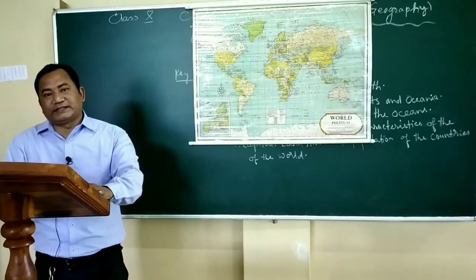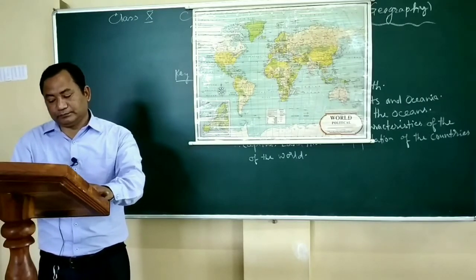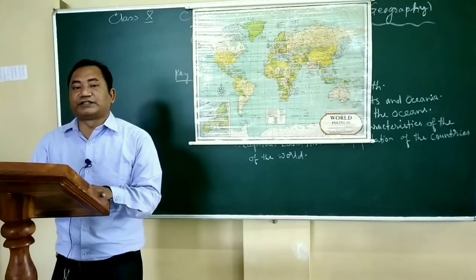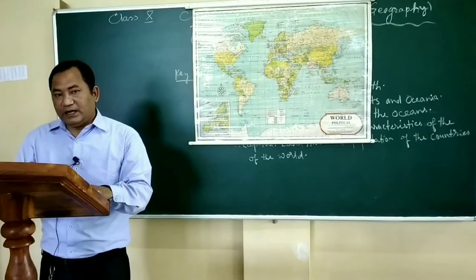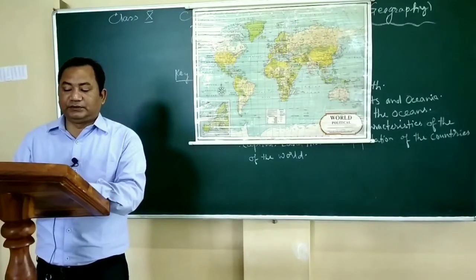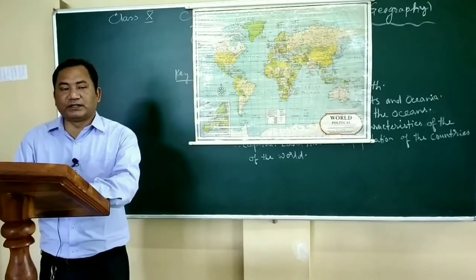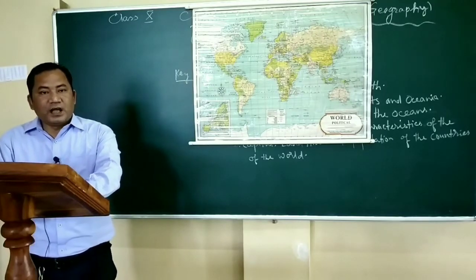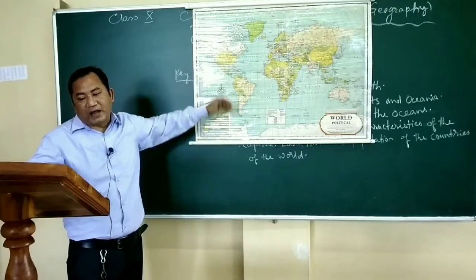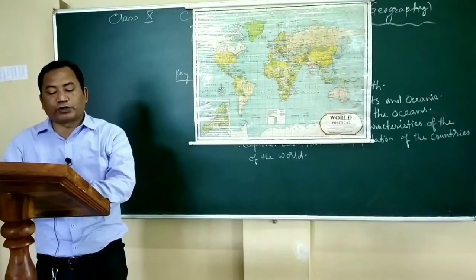Now, let us discuss the continent of North America. North America is the world's third largest continent. Its area is 24.3 million square kilometers, which constitutes 16.3% of the world's land area. As this continent is located on the north of South America and also in the northern hemisphere, it is called North America.